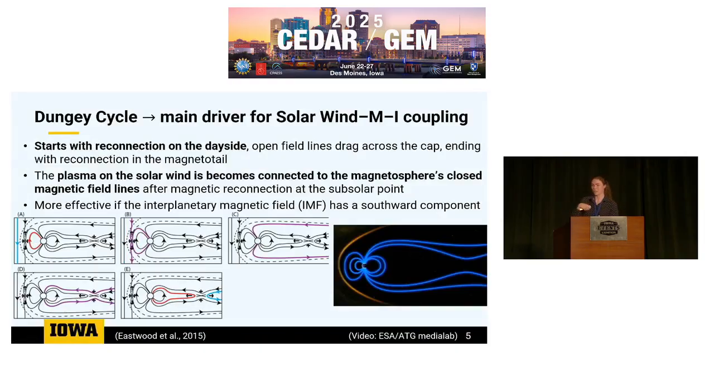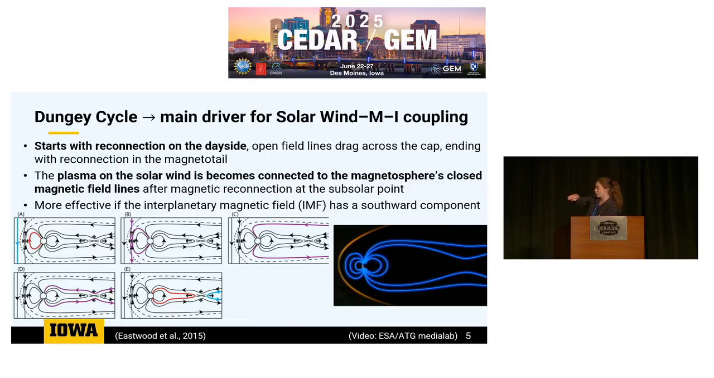And that allows for plasma to switch between the solar wind's magnetic field line to the Earth's magnetic field line. That plasma will be dragged over the Earth by the solar wind. Let's see if I can play this movie again.